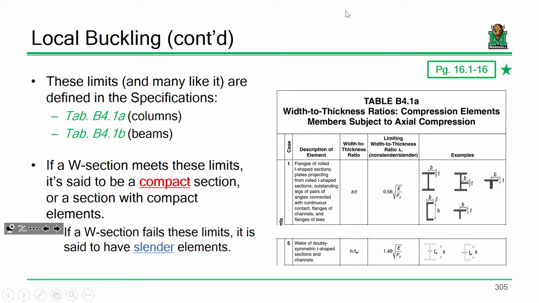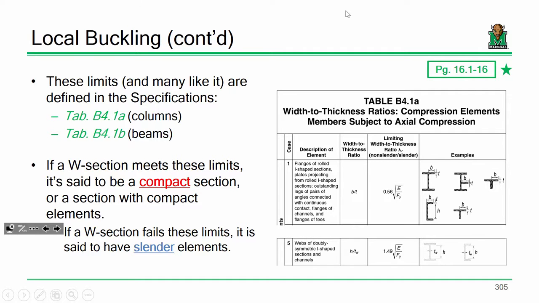Now, if you notice, it's kind of tough to see, but if you look on the very, very left-hand column, notice how cases 1 through 4 are for unstiffened elements, and cases 5 through 9 are for stiffened elements. Does everybody see that? So we obviously care about case 1 and case 5, okay? Case 1 says flanges of rolled I-shaped sections, plates projecting, and so on. The limiting width to thickness ratio is B over T, and we'll talk about what that is, and then 0.56 square root of E over Fy is our limit.